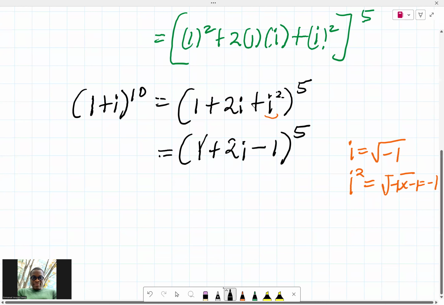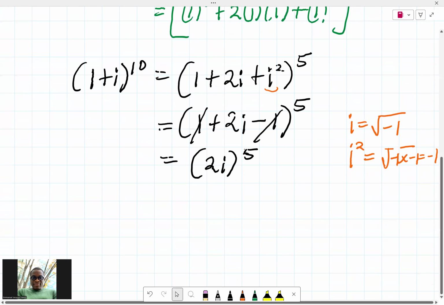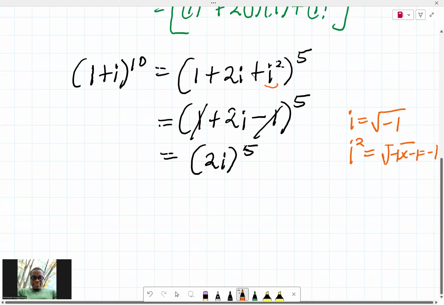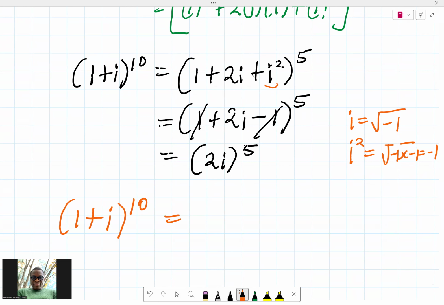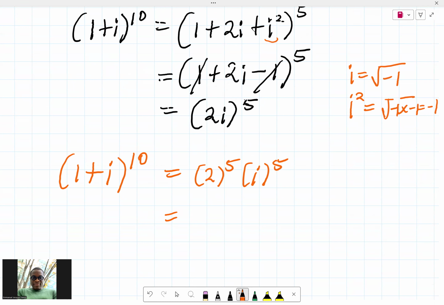So now we have 1 minus 1 taken care of. So this is equal to 2i raised to power 5. Then we can say 1 plus i raised to power 10 is equal to 2i raised to power 5. That is 2 raised to power 5, then i raised to power 5. 2 raised to power 5 is 2 times 2 times 2 times 2 times 2, that's 32. Then i raised to power 5.